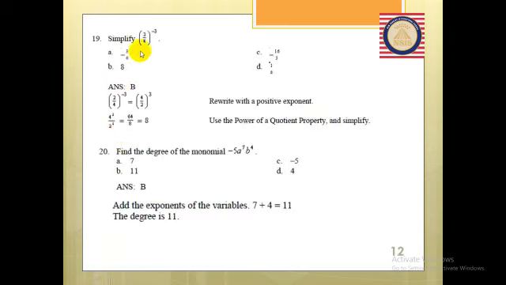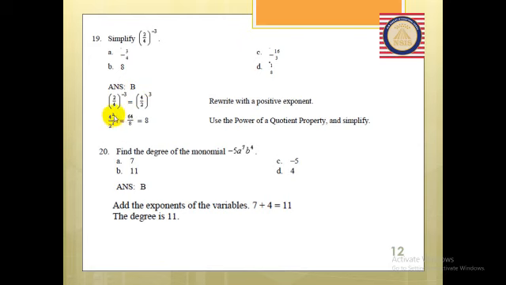Let's complete. I have to simplify this. As I see that I have a negative power, what I'm going to do with the fraction? I'm going to flip it. So if it's 2 over 4, it will be what? 4 over 2. And the power is 3. Where is the negative? The negative flips the fraction. Very good.